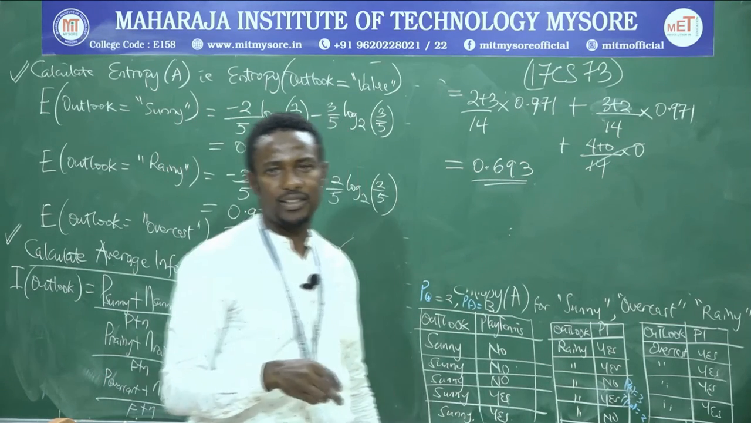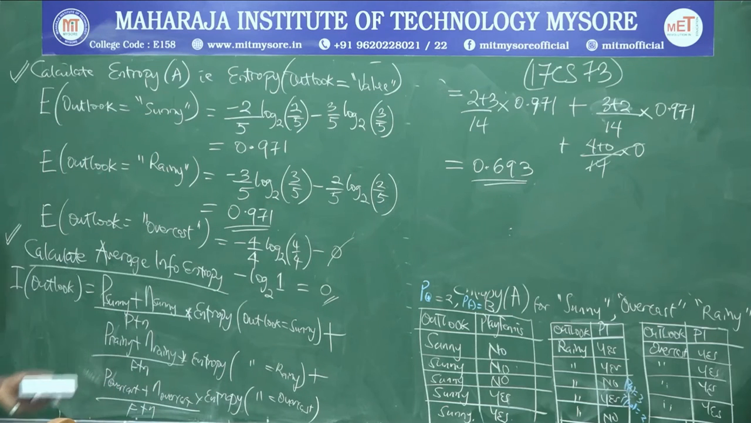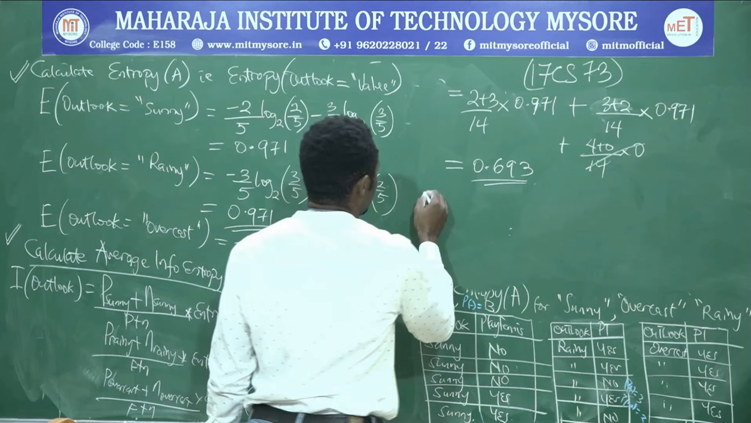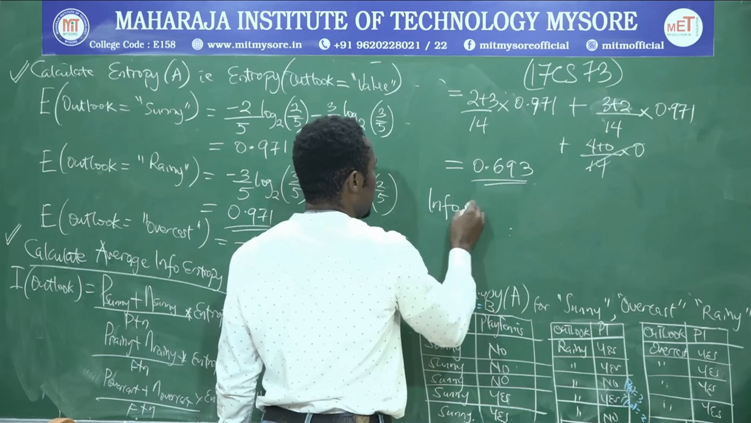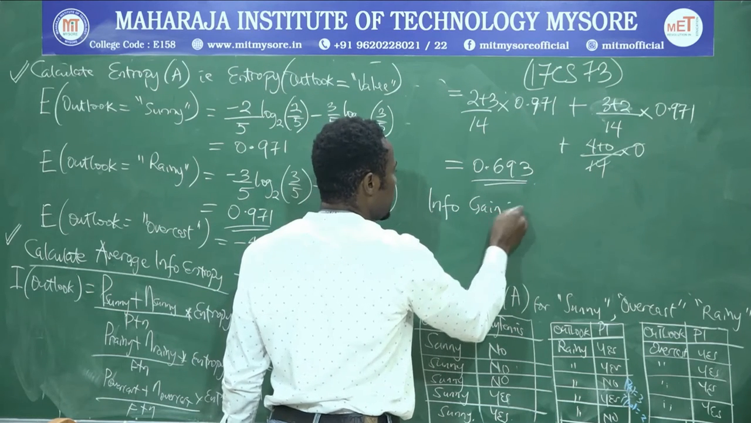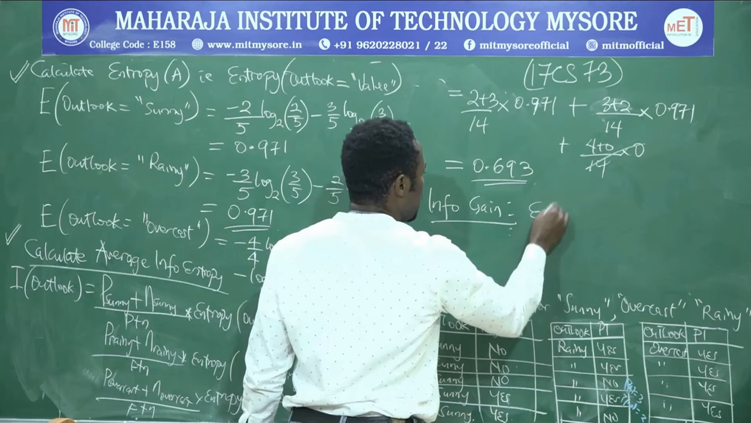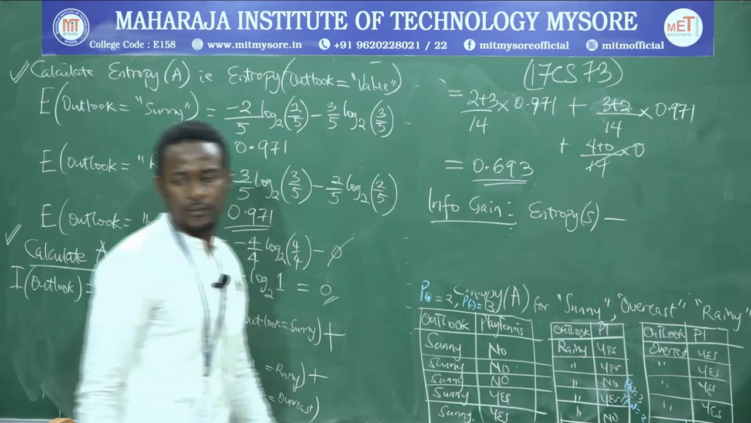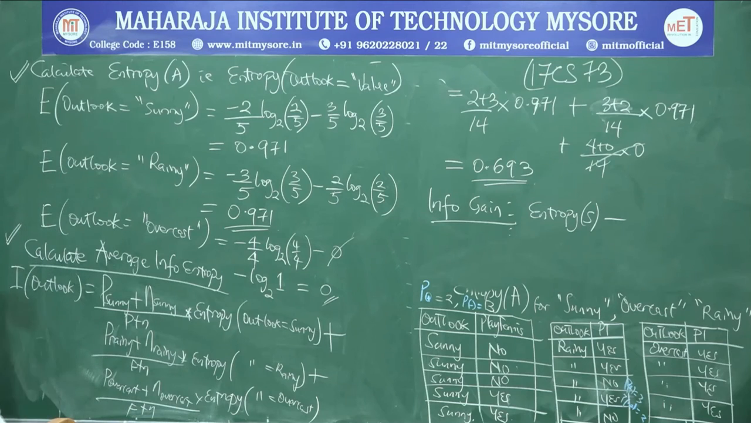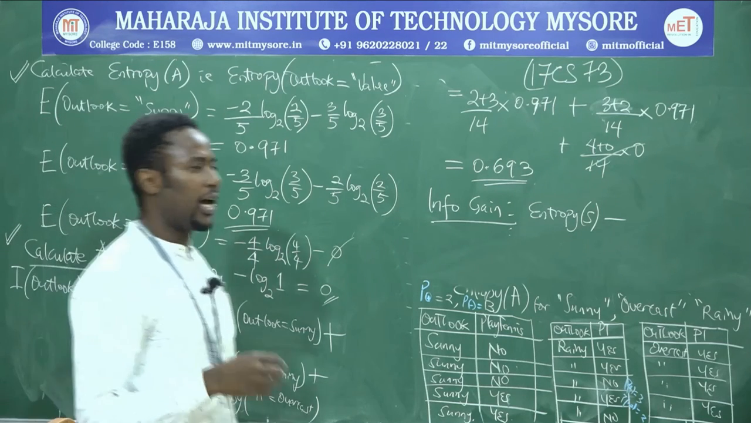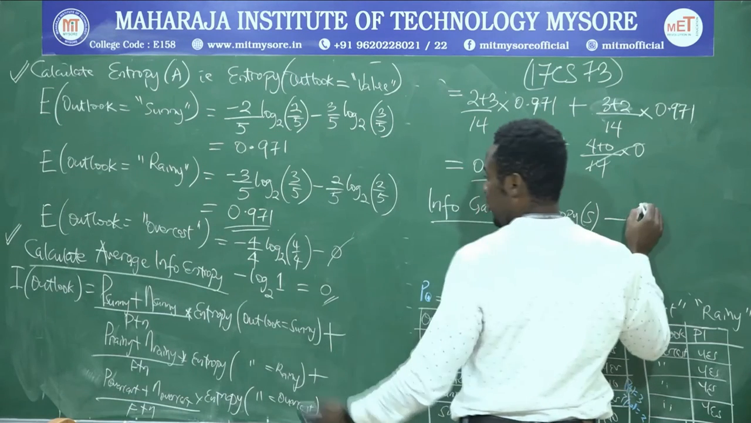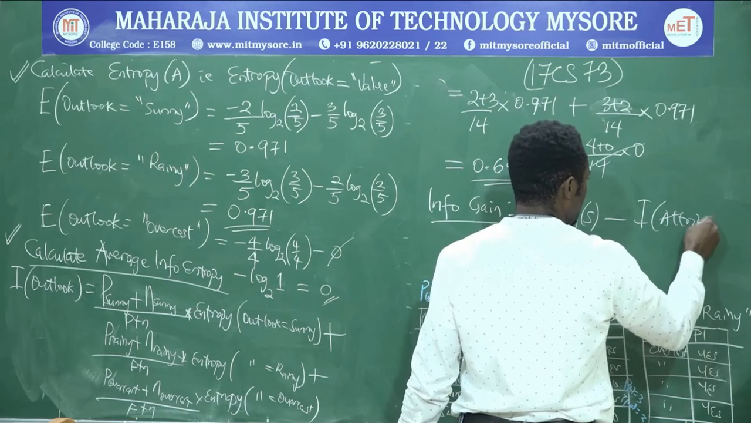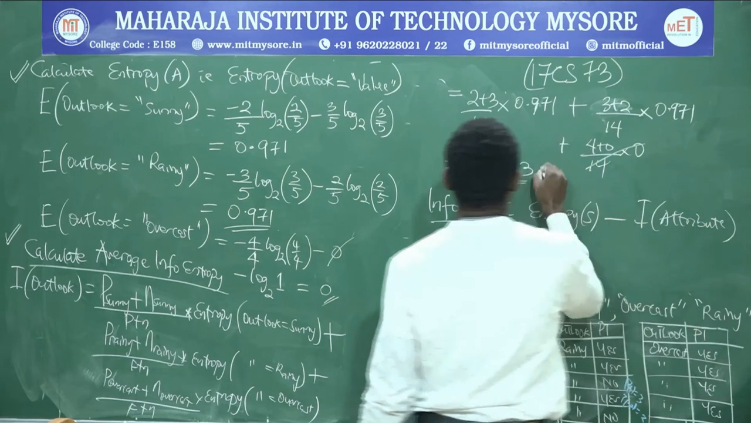Now, this is done. What have we calculated? The average information entropy. So what we need to get now is the information gain. So calculate information gain. Info gain, I'm going to abbreviate it, is the difference. Remember, entropy of S minus the average information entropy, which is I of the attribute, which is what we just computed here.